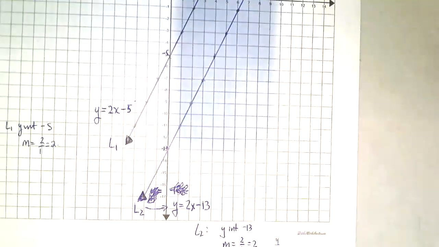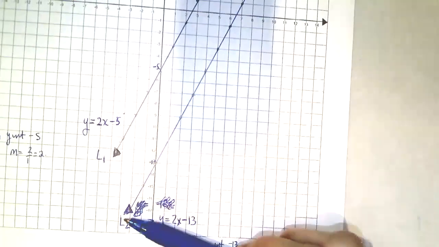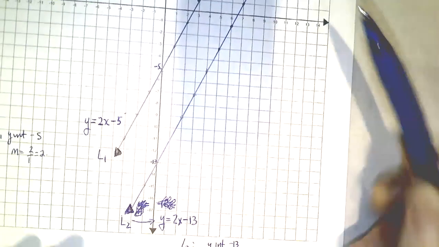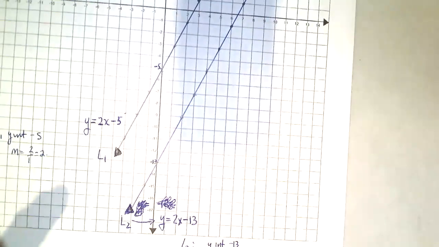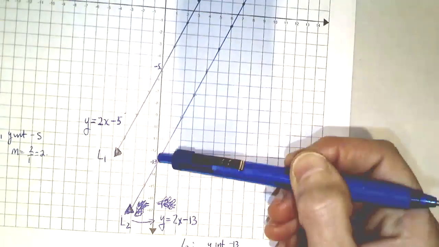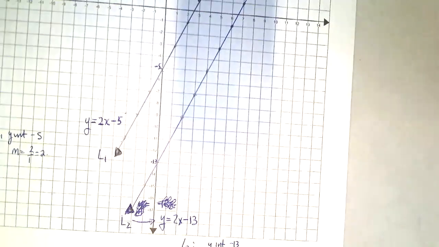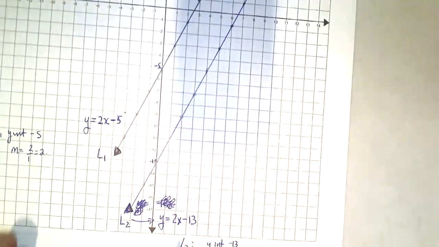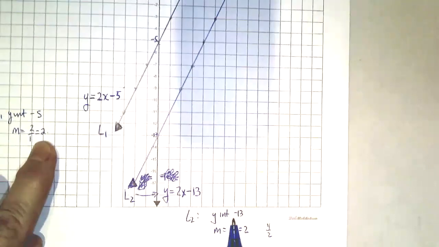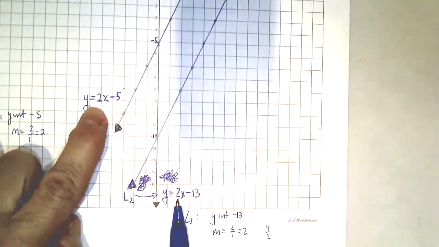But of course, and it shouldn't come as a big surprise, because these lines are parallel, they go up at the same amount of steepness. That is, if you were on a toboggan riding down the hill, these hills would be equally steep because they have the same slope. They both have a slope of 2. You can see it right here. They both have a slope of 2.